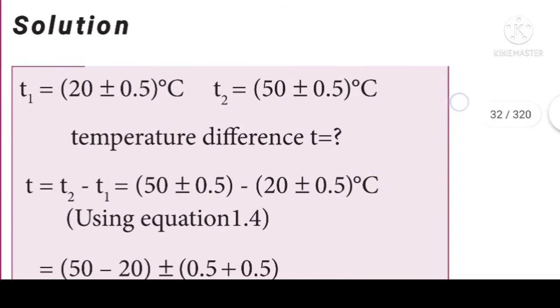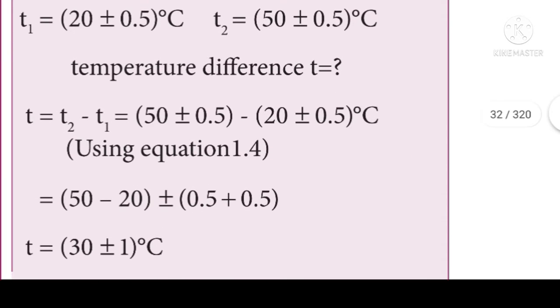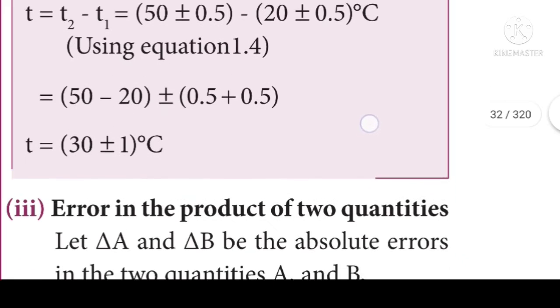Look at the solution. T1 is equal to 20 plus or minus 0.5 degrees Celsius. T2 is equal to 50 plus or minus 0.5 degrees Celsius. The temperature difference is what? The temperature difference can be written as T is equal to T2 minus T1, which is equal to 50 plus or minus 0.5 minus 20 plus or minus 0.5 degrees Celsius. After simplification, we will get 50 minus 20 plus or minus 0.5 plus 0.5, which will become 30 plus or minus 1 degree Celsius. Hence, T is equal to 30 plus or minus 1 degree Celsius.